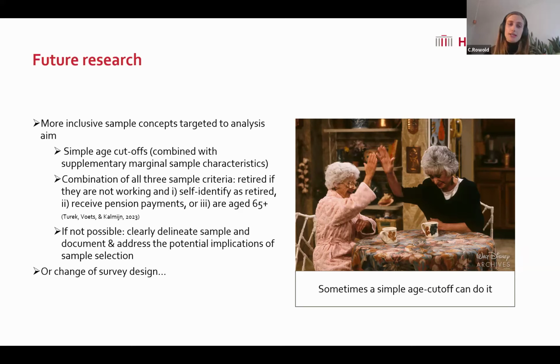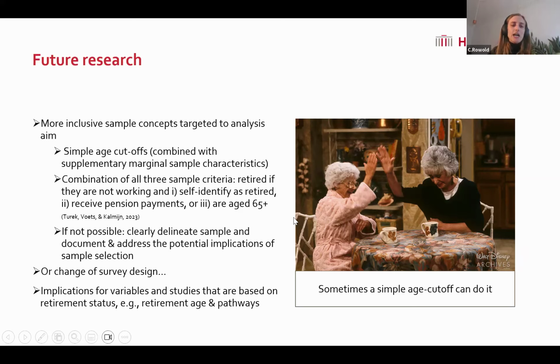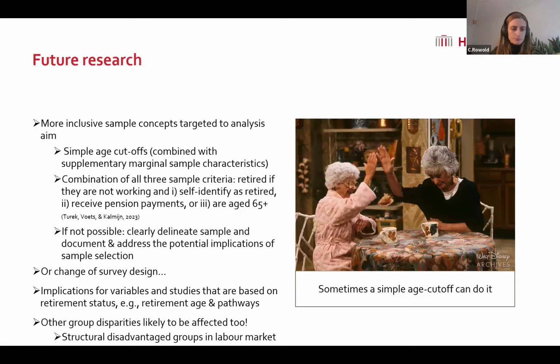We could obviously also change the survey design, but I guess that's a bit harder to do. And then lastly, this has also implications for other variables and studies that are based on retirement status, for example, all the literature on retirement timing and pathways, because, for example, in the SHARE survey, the question on the retirement age is only asked to those who self-identify as retired. So maybe that's important to keep in mind too.